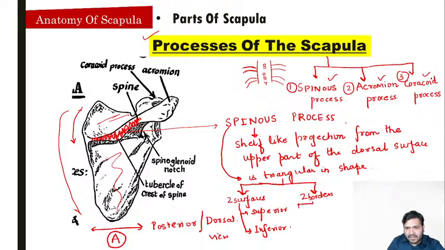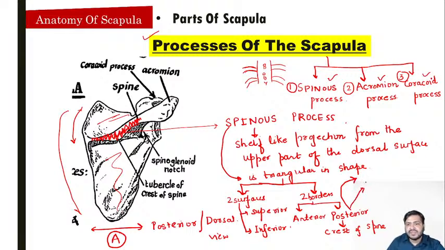Basically, we have two borders: the anterior border and the posterior border. The lateral border is free, so I am not mentioning it here. Remember, the posterior border is called the crest of the spine. The posterior border has two lips, the upper lip and the lower lip.